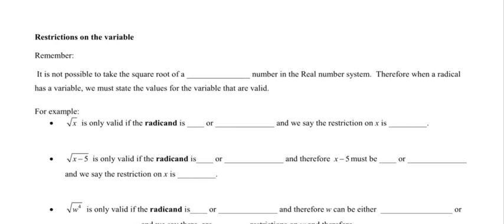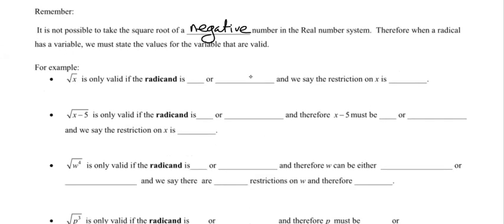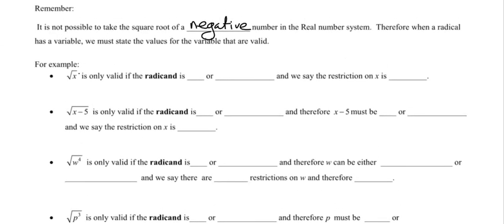Restrictions on the variable. So you can't take the square root of what kind of number? Negative. A negative number. Right? So we cannot do the square root of a negative number. So when a radical has a variable, so if there's an x underneath there, we must state the values for the variable that are valid, right? So if I have square root x, it's valid only if the radicand, that's the radicand, is what or what? What's the smallest value we could put in for x? 0, right? Because we can do the square root of 0. What's the square root of 0? 0. That's cool. So it's got to be 0 or it's got to be positive.